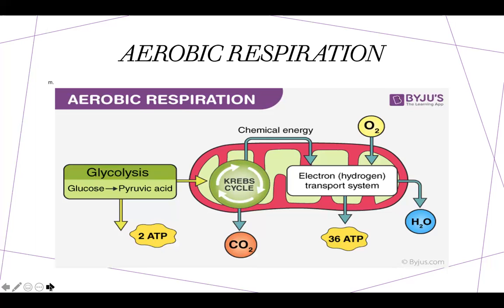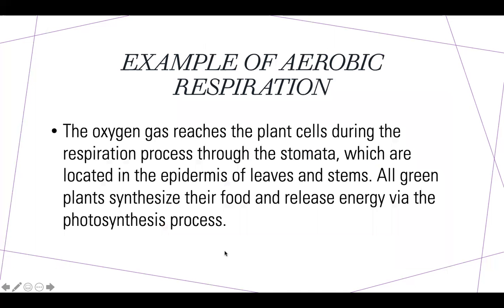Large amounts of ATP molecules are formed in this process by transferring electrons from NADH and FADH2. A single molecule of glucose generates 34 molecules of ATP. An example of aerobic respiration: the oxygen gas reaches the plant cells during the respiration process through the stomata, which are located in the epidermis of leaves and stems. All green plants synthesize their food and release energy via the photosynthesis process.